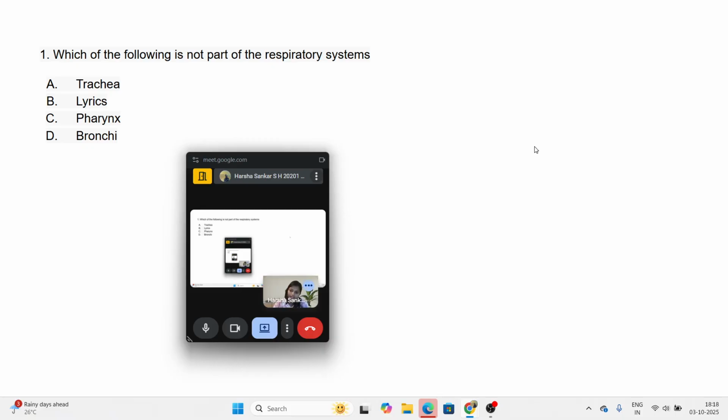So the correct answer is: trachea is a part. Remember, trachea is the part which takes the air and makes sure that it is reaching towards the bronchi or towards the lungs. Then lyrics. If we suddenly see lyrics, the spelling is not larynx. If larynx was there, we could have said so, but it's to confuse you that its spelling is lyrics. So lyrics is not a part of the respiratory system. Pharynx, yes, and bronchi is also a part. So which is not a part of the respiratory system is option B.